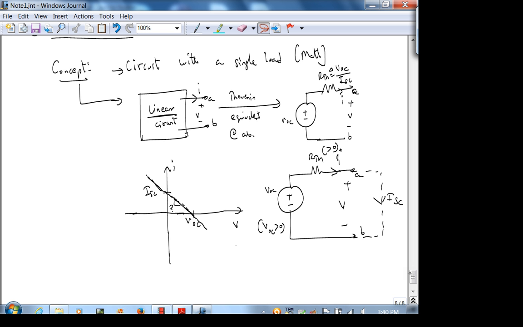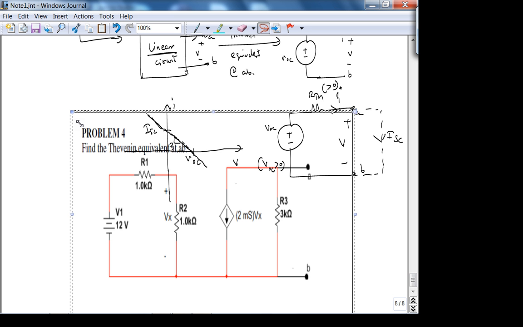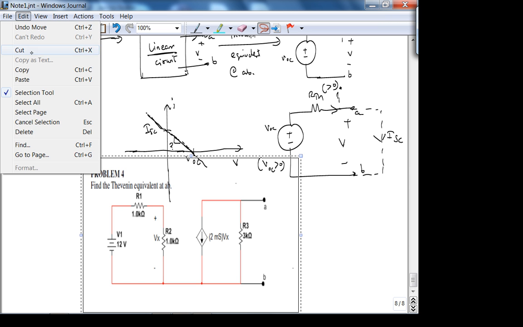Oops. Wrong one. All right. Cut this next page.